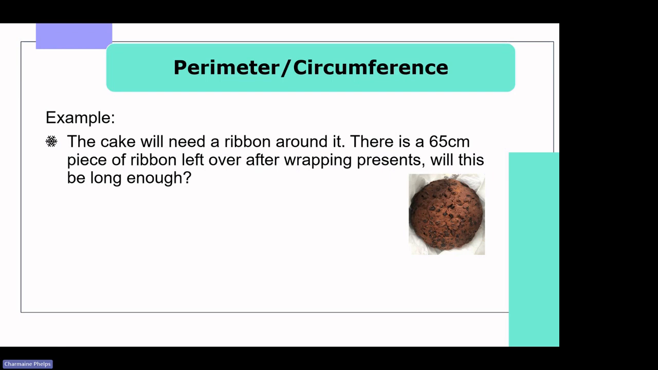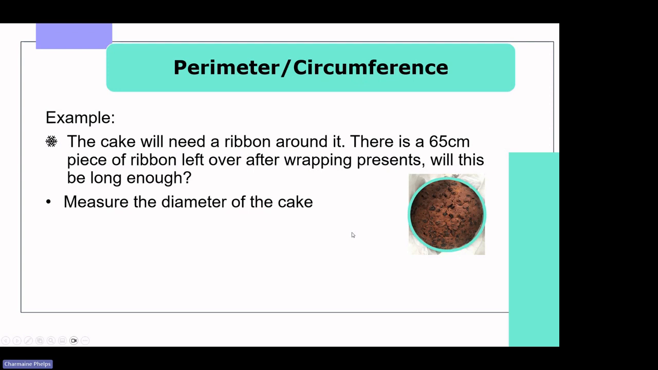I've taken an actual picture. The cake's going to need a ribbon around it after it's been iced. There is a 65 centimeters piece of ribbon left over after wrapping presents. Is this going to be long enough? Okay. So I'm looking at the perimeter. I'm looking at the circumference.